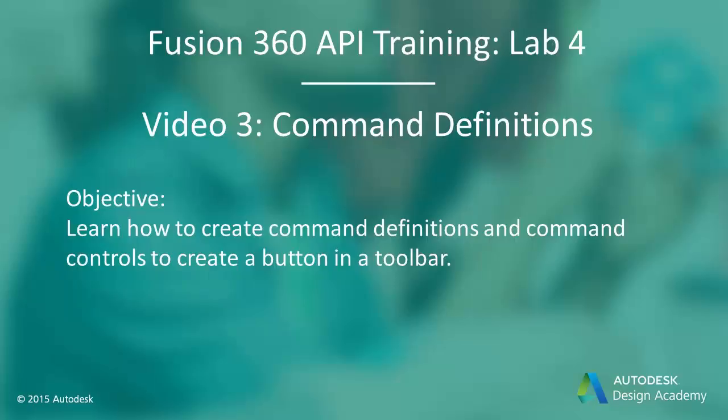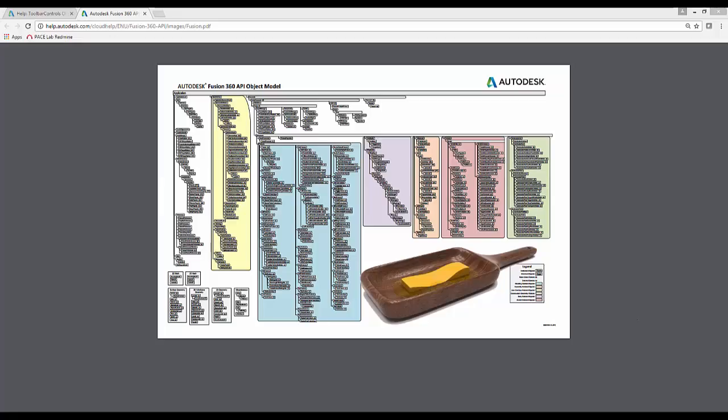This video is going to discuss some of the first steps that we need to take in order to create a command, namely creating a command definition and then also the command controls in order to be able to put it in the toolbar, and that's called the toolbar controls. So let's start out looking at the Fusion 360 API object model.